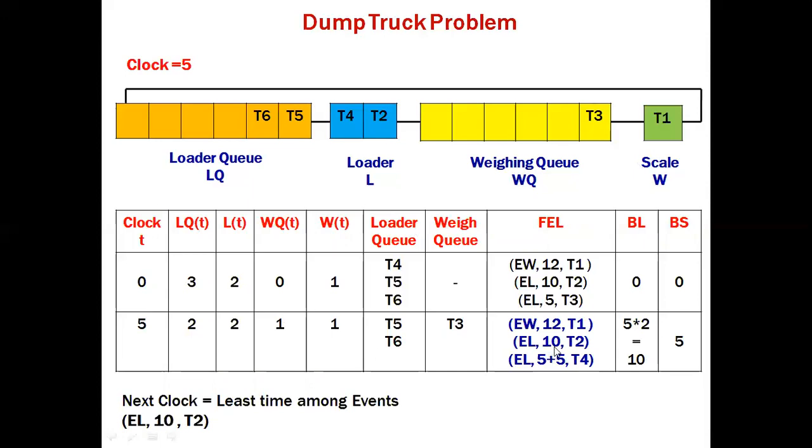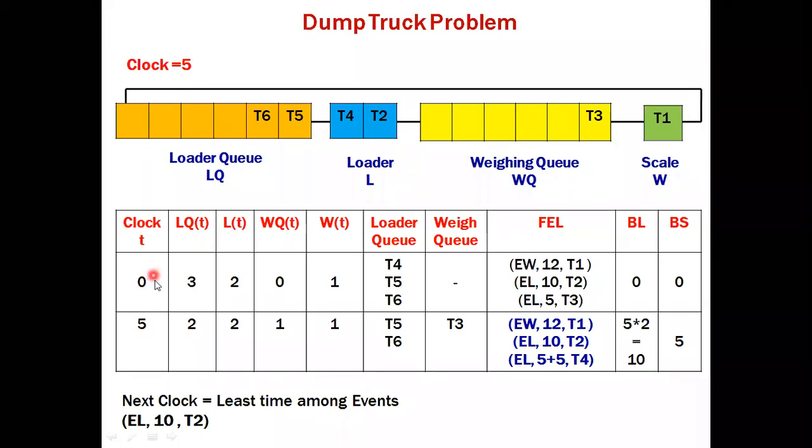Okay. So now after this, you have to find out the busy time of the loader and the busy time of the scale. So what is the busy time of the loader? Check between 0 and 5, is the loader busy? How do we know whether the loader is busy? Check how many loaders we have. Every time, 2 loaders have to be busy. So check between 0 and 5. Just take one now. I'll annotate it.